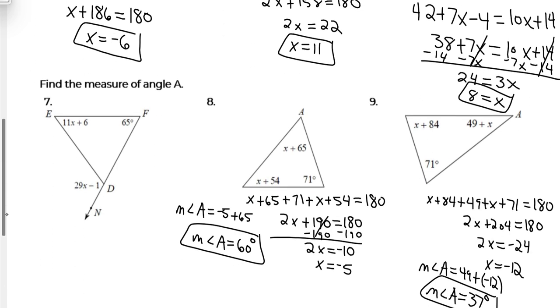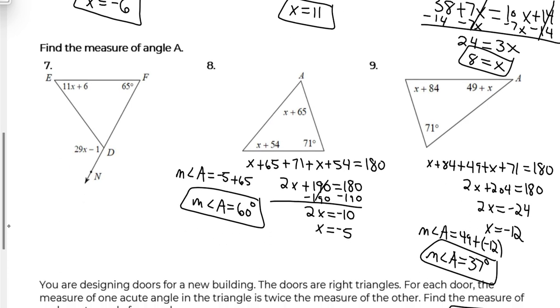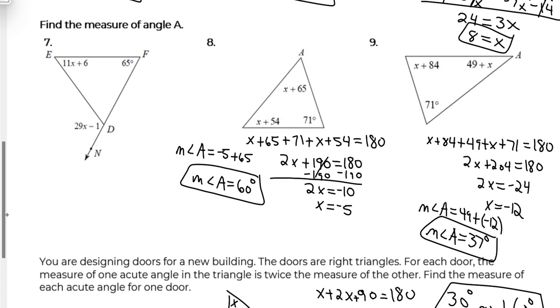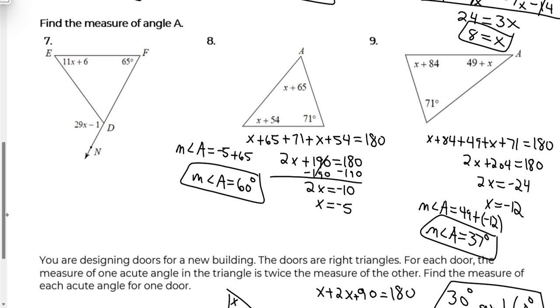All right, and final question, question 7. Now this time it says find the measure of angle A. For us, if you look at this question, there is no angle A. So what I'm going to do is I'm going to erase angle E, and I'm just going to change that to be angle A for us. So set up our equation, and that's going to be 11x plus 6 plus 65 is equal to 29x minus 1.